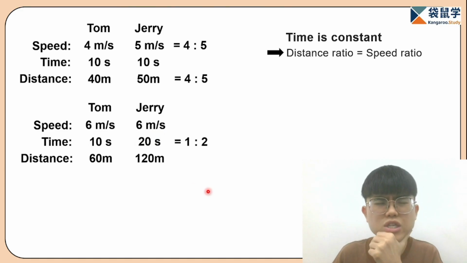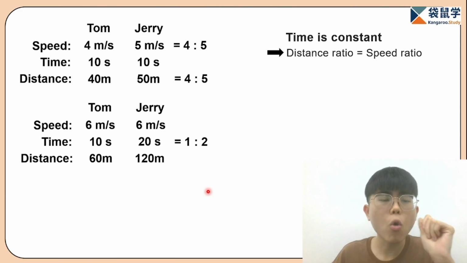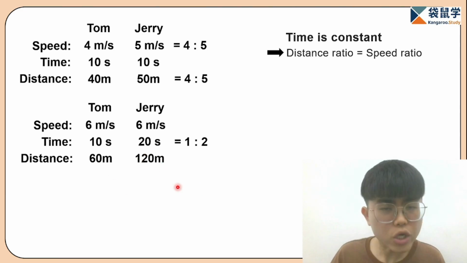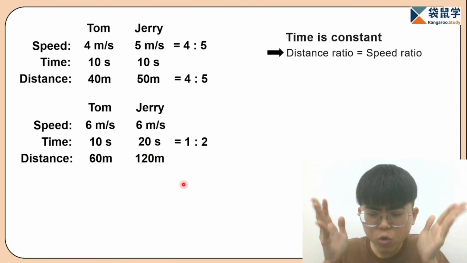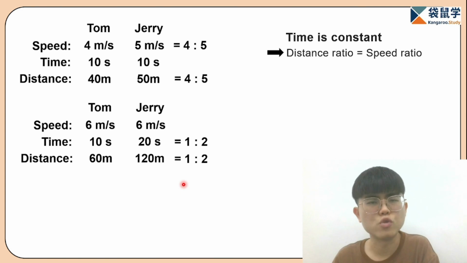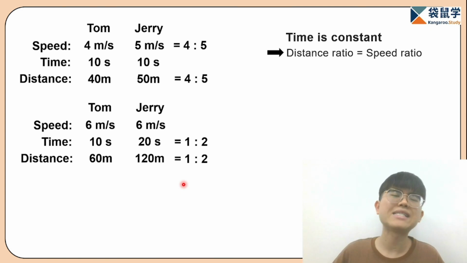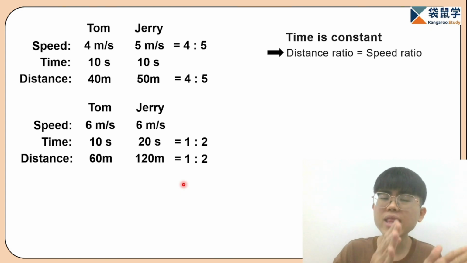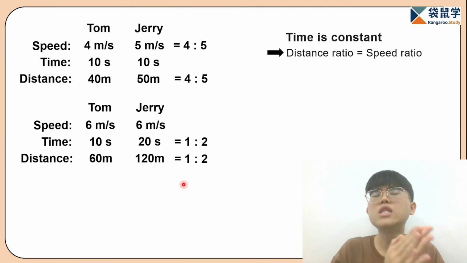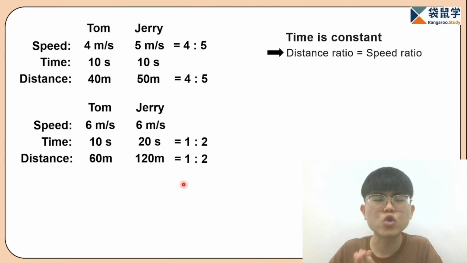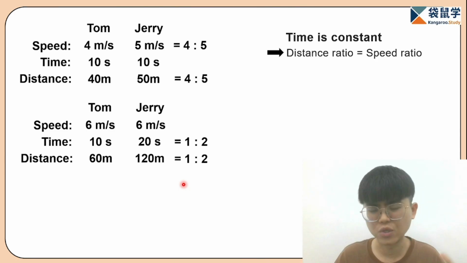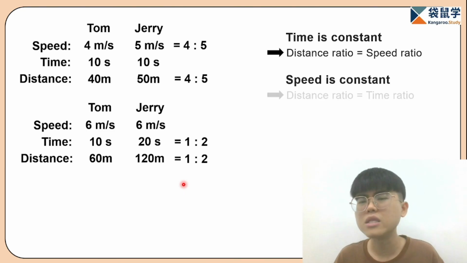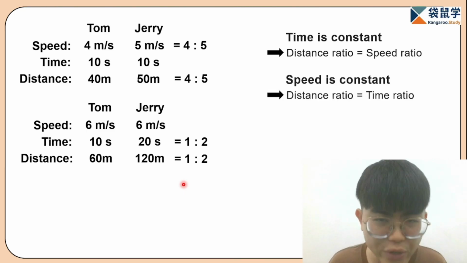How about the distance ratio? 60 and 120. When you simplify it, it will also be 1 to 2. So in this second example, we can see that when the speed is constant, the distance ratio will be equal to the time ratio. So this is the second thing: speed constant, distance ratio equal to the time ratio.